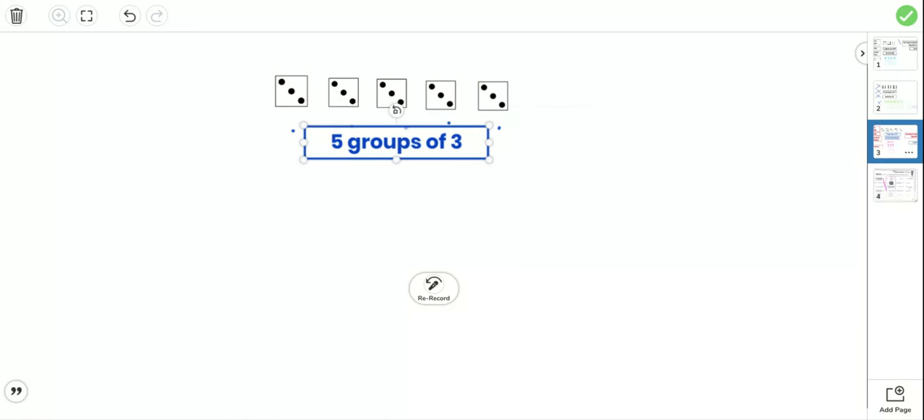Both of these are 5 3s. So then I could just write my 3s out. 3, that's 1 3, 2, 3 3s, 4 3s, 5 3s. And if I add 5 3s together, it's 15.